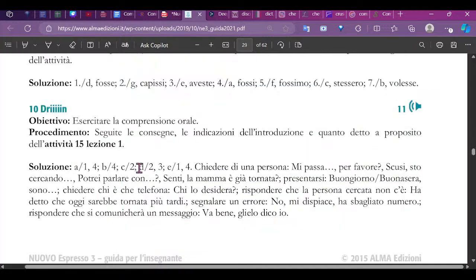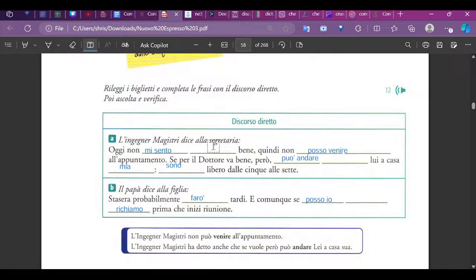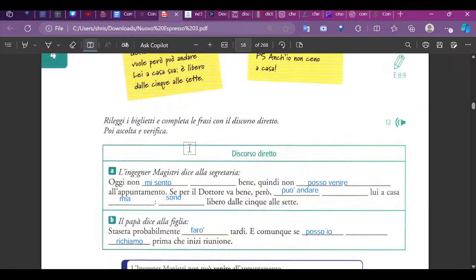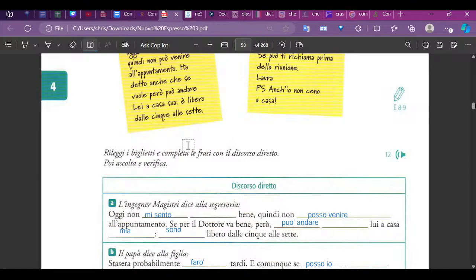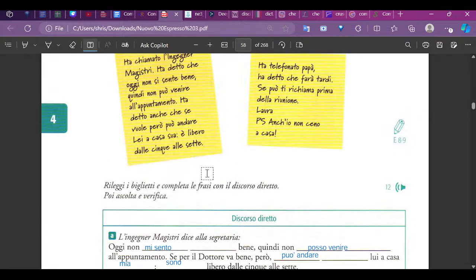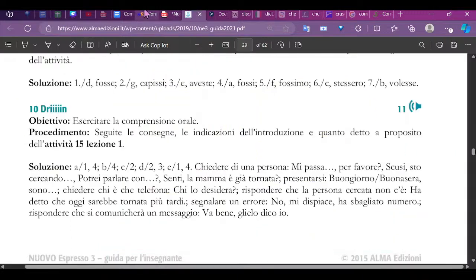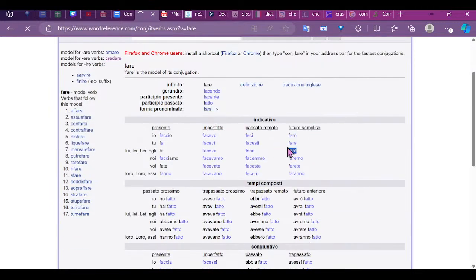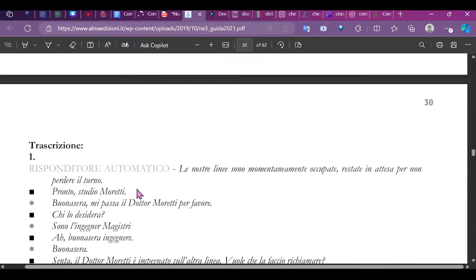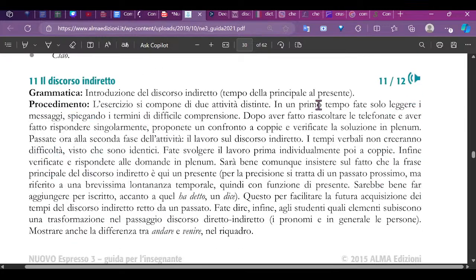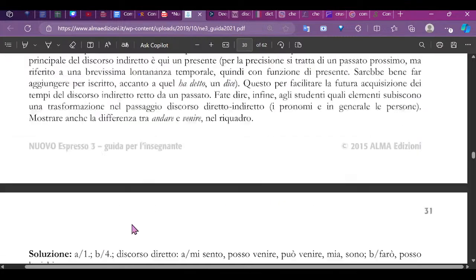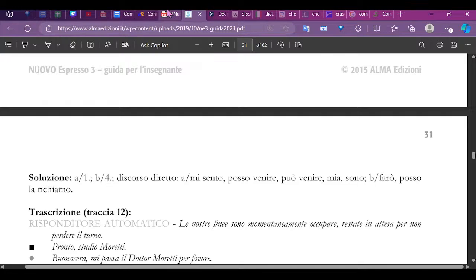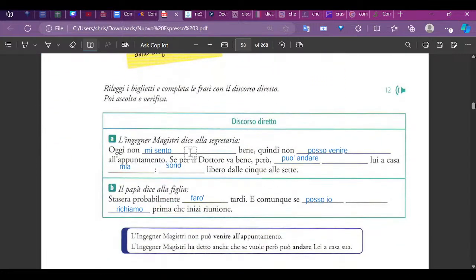Okay, let me check. What happens is, well, if this is direct speech, it is just copying exactly what the person said word for word. But when you say, for example, il papà dice che stasera probabilmente farà tardi, this is the third person, the lui lei form. It's not the io form, it's not the tu form either. Let me check right. Mi sento, posso venire. Può venire, mia sono. That's right, può venire.